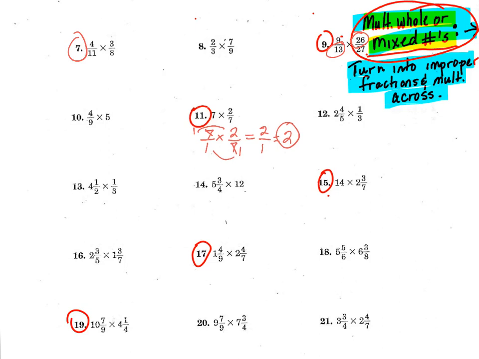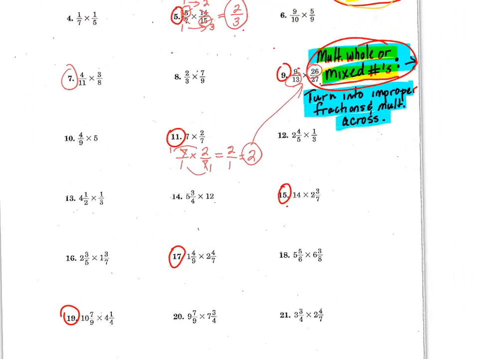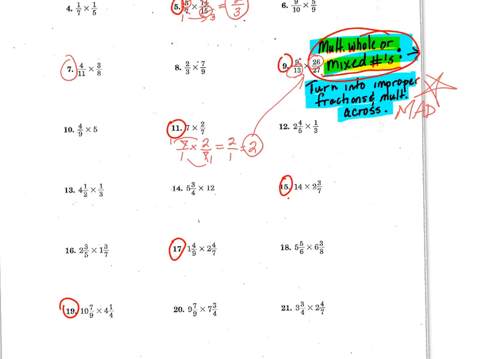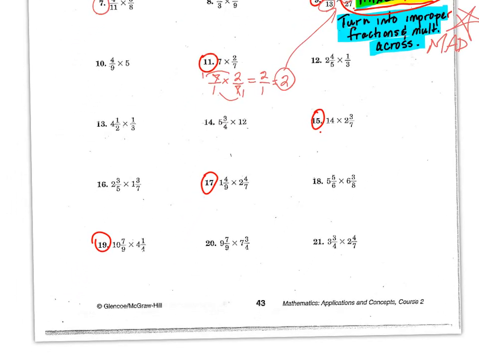Now we're going to go into multiplying mixed numbers. If you look at that, multiplying mixed numbers, you want to make sure that you turn them into improper fractions. Remember, get MAD. Okay? So let's look at a problem like number 13.